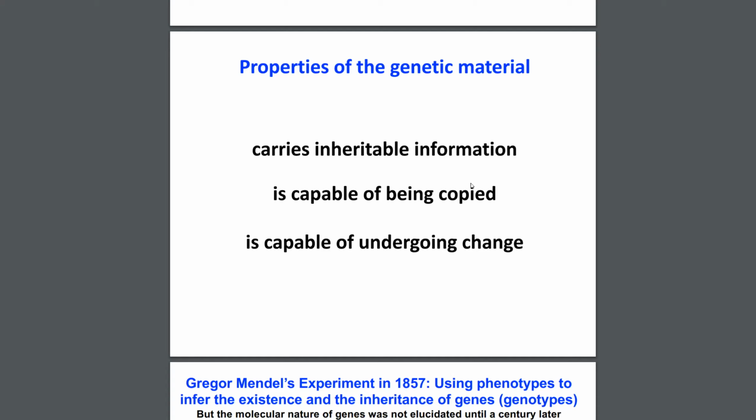If we're looking at the properties of genetic material, there are three main things that we have to remember. One is that they carry inheritable information. They're capable of being copied, which we see a lot of the time in DNA replication, and they're capable of undergoing change, which is exhibited through things like mutations.